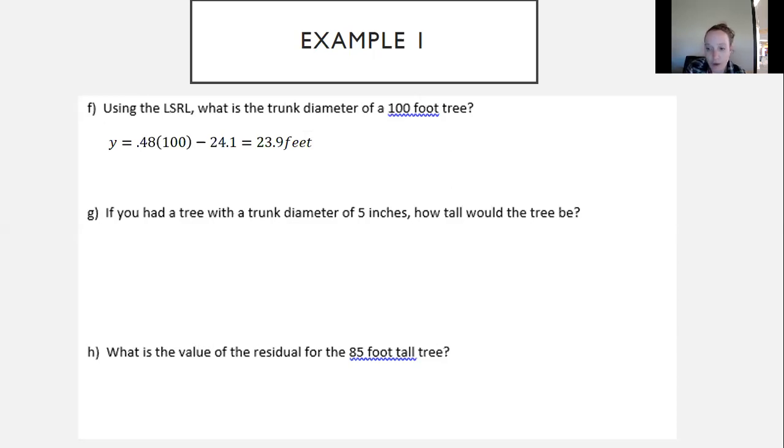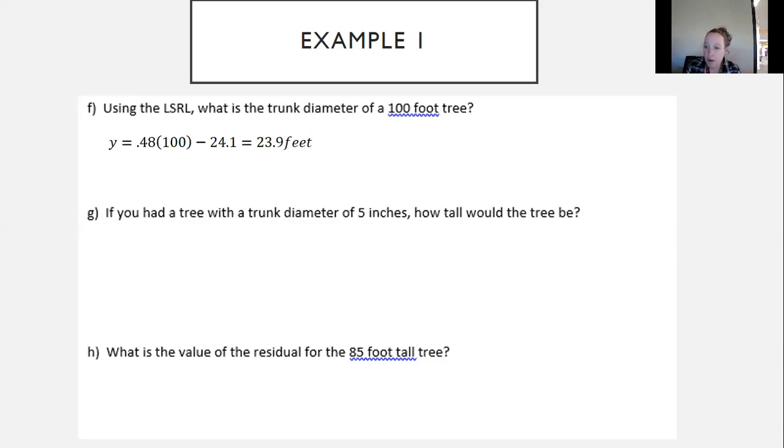All you're doing is y = mx + b, but now you know the x. It's 100 feet. So you could see it'd be about 23 feet. That's a really big tree, but that's the way it would be. Again, this is our prediction. Does that mean every 100-foot tree would have a diameter of exactly 23.9 feet? No, that's not what that means. It just means that's our prediction.